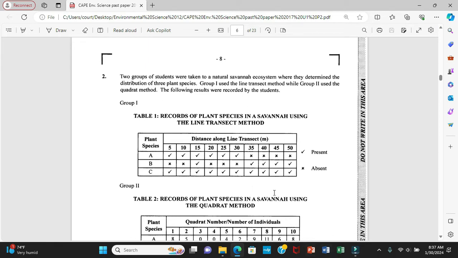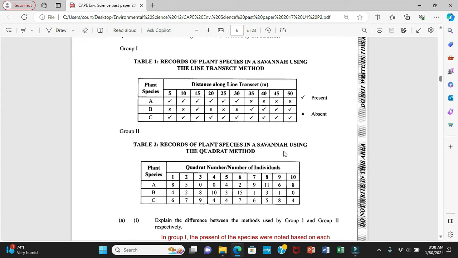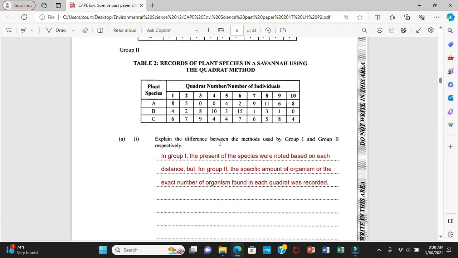All right, so Group 1 used the line transect method, and Group 2 used the quadrat method. So with the line transect method, it just tells you if the organisms are present or not. While with the quadrat method, it gives you more detail of the plant species. It tells you how many species there are, and how much of each species is present. So this result is more detailed than this. All right. Let's move to the question. It says, explain the difference between the methods used by Group 1 and Group 2 respectively.